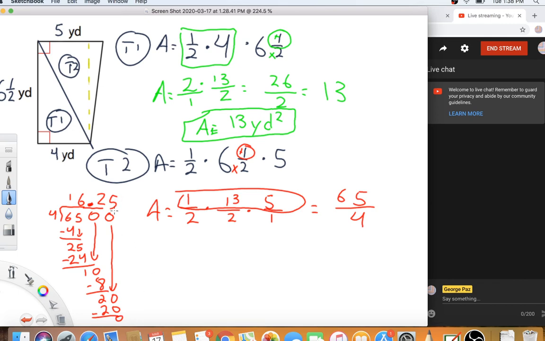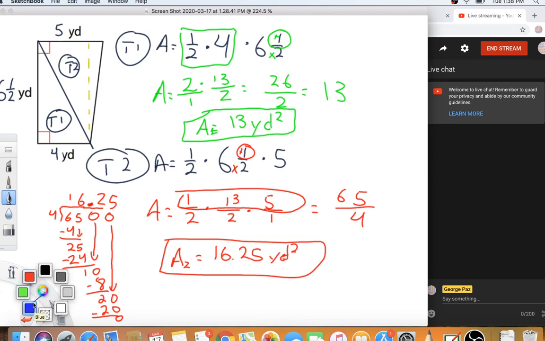We usually only go up to 2 decimals. But for area number 2, we have 16.25 yards squared. Now that you have both of these triangle areas, you're going to have to add them up. You know what that means, different color. So we're going to add this one plus this one.